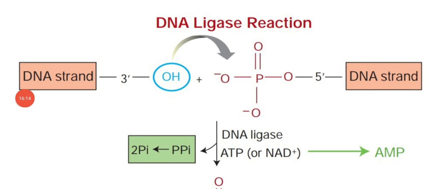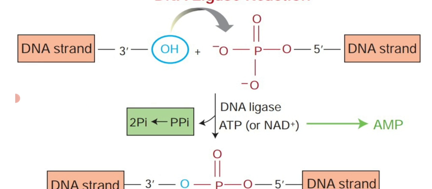Dear students, see the diagram of the DNA ligase reaction. This is one strand of DNA in the 3' to 5' direction. The 3' end terminates with a hydroxyl group, that is OH. The 5' end terminates with a phosphate group, PO4, isn't it? One acts as positive, the other as negative. Hydroxyl is the positive ion and the phosphate is the negative ion.